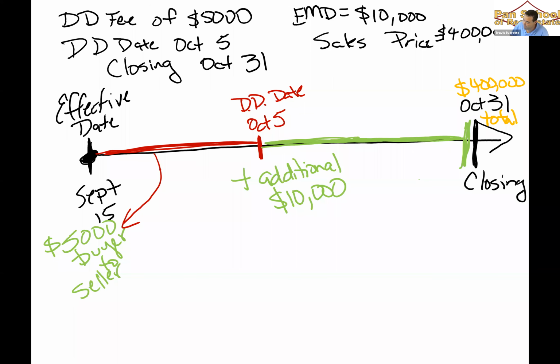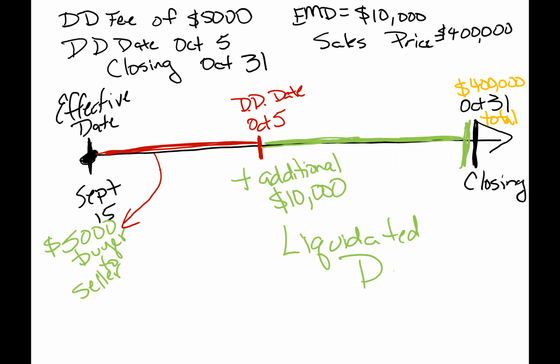And by the way, we call this liquidated damages. In other words, if we get off the train before closing, what can the seller expect to get out of us? A total of 15 grand and nothing more. Does that make sense for y'all? That's the way this contract is structured. It's all about when you get off.